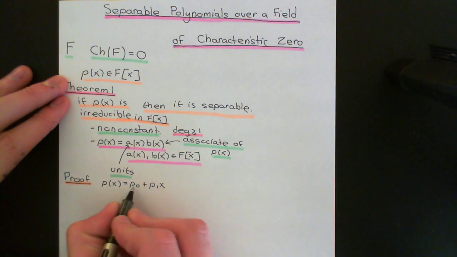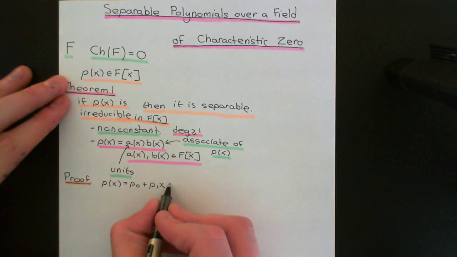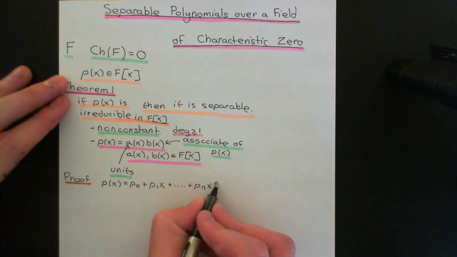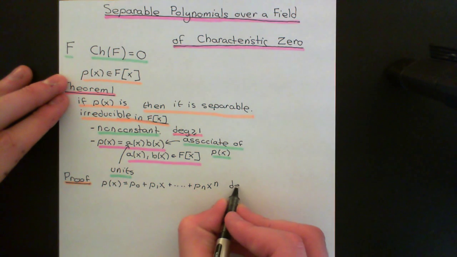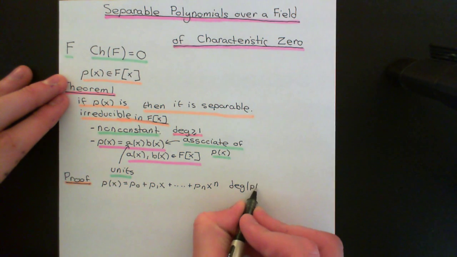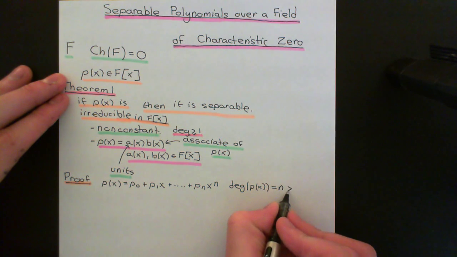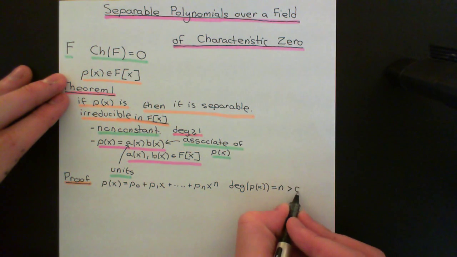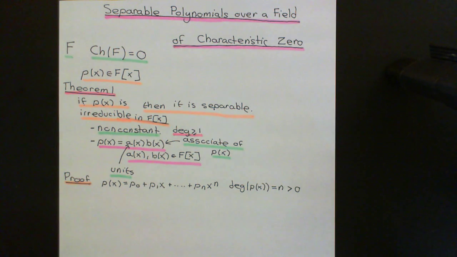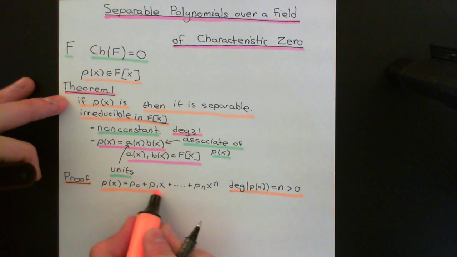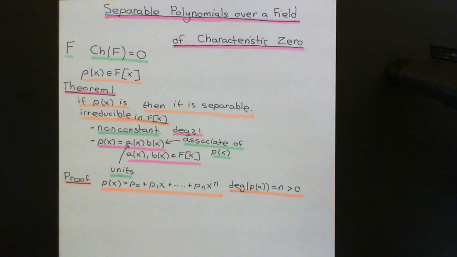Now, of course, that might be it. It might just end there, but more generally, it might go up to, let's say, p_n x^n. So let's say the degree of p(x) is equal to n, and all we can say about n is that this is strictly greater than 0. So it's some natural number greater than or equal to 1. That will become extremely important in just a moment.